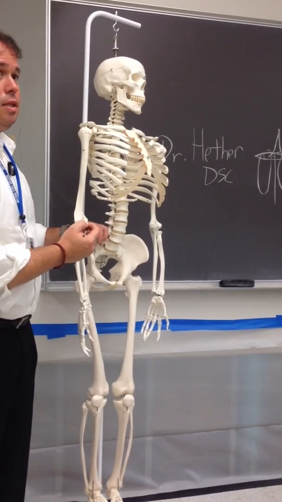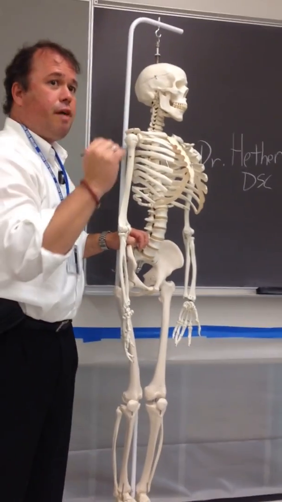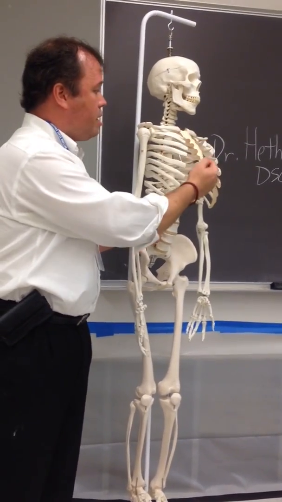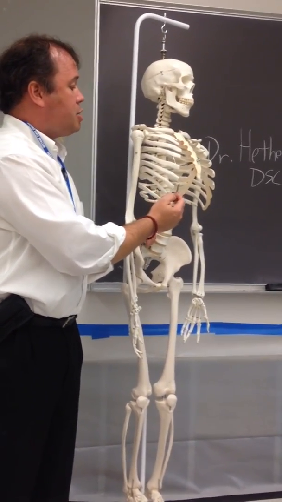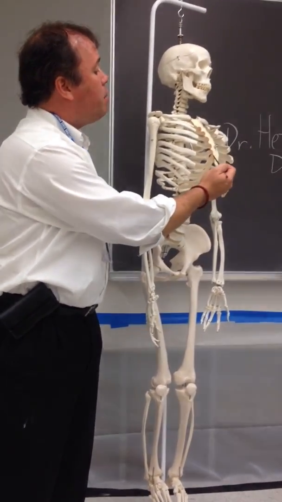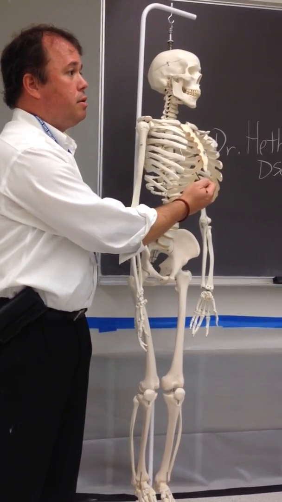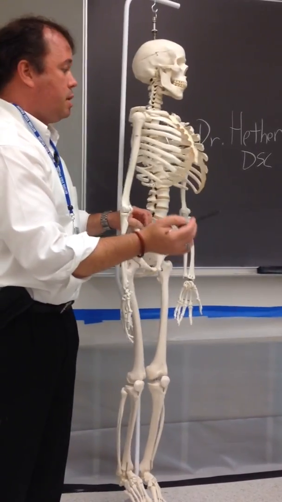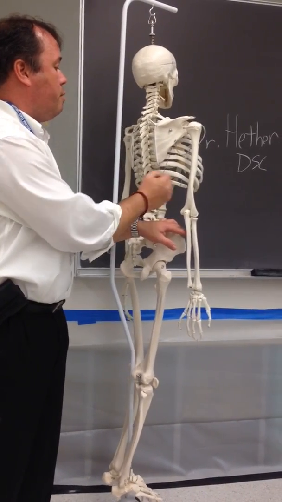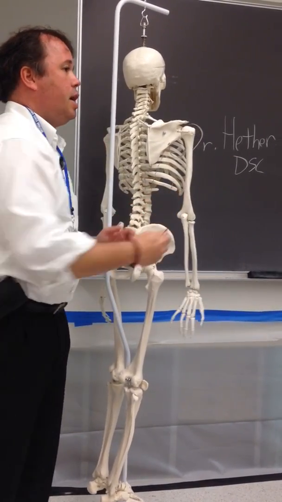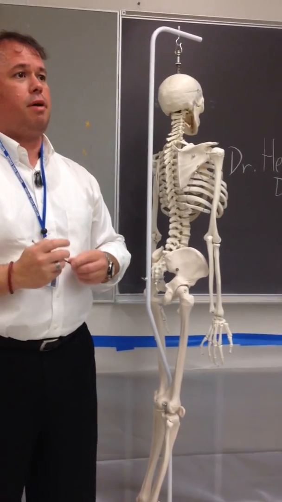So 1 through 7 are true. They attach to the sternum via cartilage. 8, 9, and 10 attach to the cartilage below the 7th rib. They're called false ribs. 11 and 12 are also false, but they're also called floating ribs. They have no anterior cartilage attaching them or anchoring them to anything else.